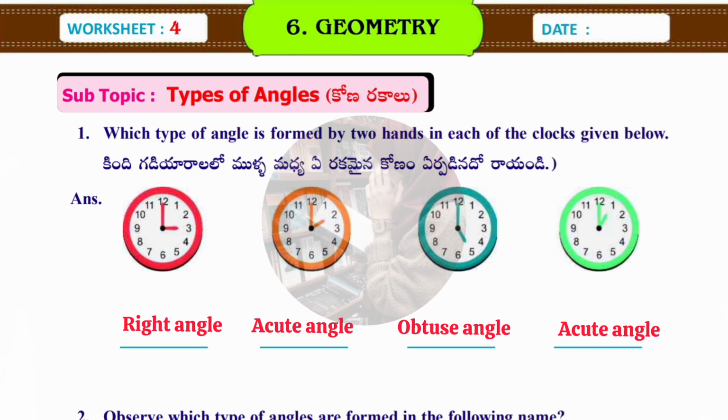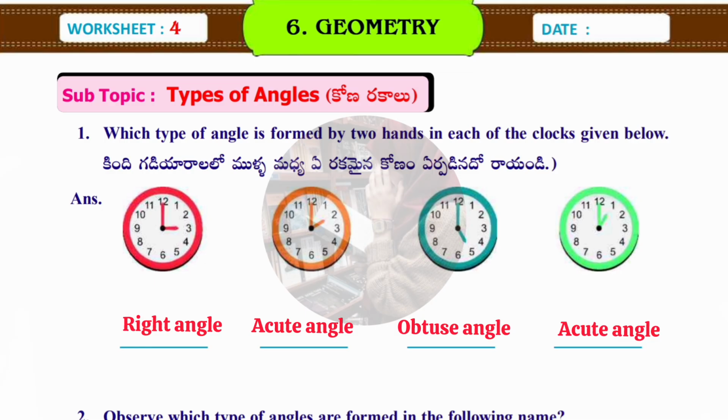Write down acute angle. Third picture shows the time of 5 o'clock. Then it is in the shape of obtuse angle. Write down obtuse angle. Then the fourth clock is showing the angle acute angle. Okay, 1 o'clock it's showing, it's a particular picture of acute angle. Write down acute angle. Understood?